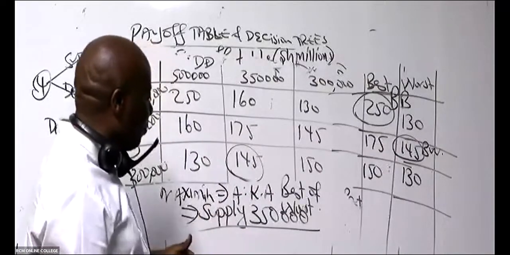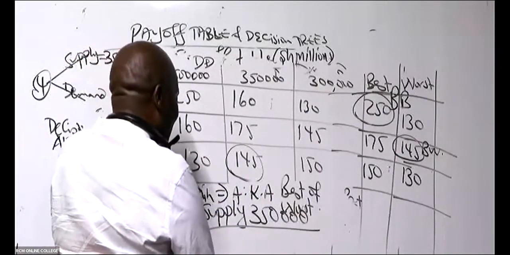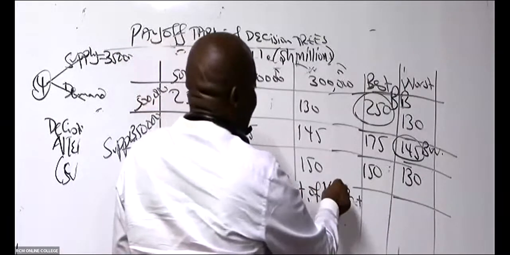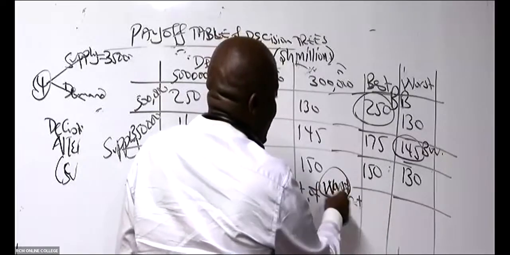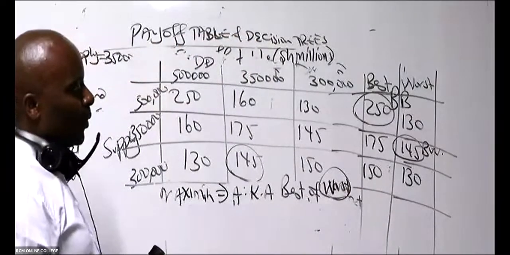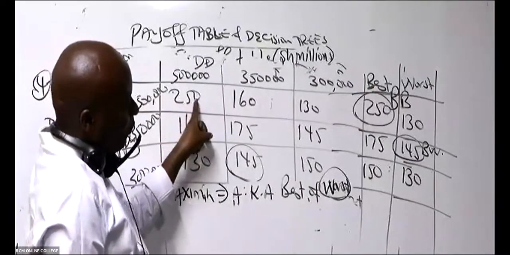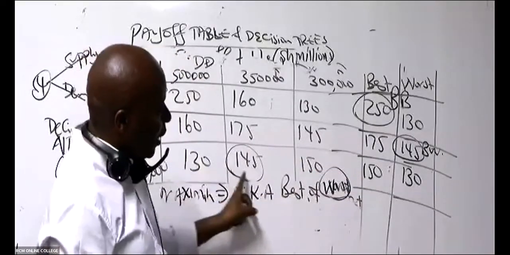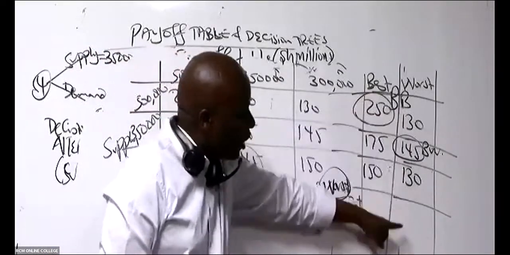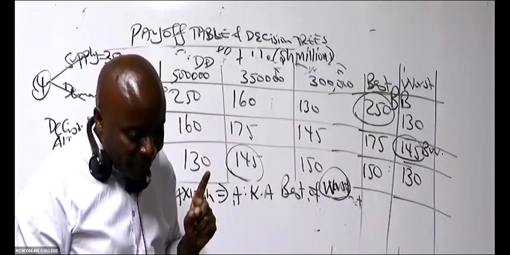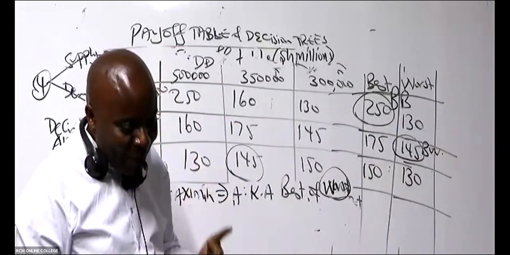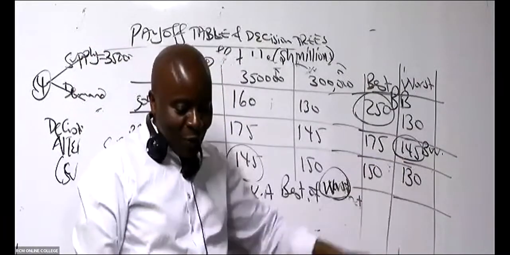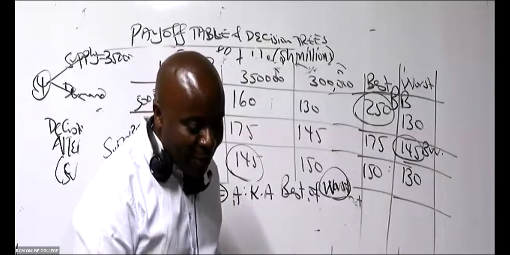Somebody wants me to repeat. Remember the moment you see max mini, max mini means what here? Best of the worst. And remember, for the best of the worst, you start with the worst. The worst is the lowest profit. The worst here was 130. The worst here was 145. The worst here was 130. Among the three, which one is the best of the worst? 145. Good questions were being asked there by students.